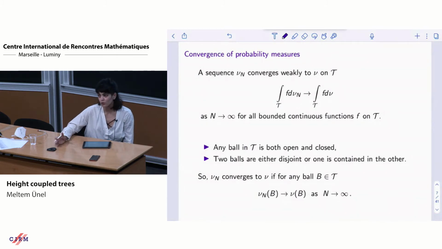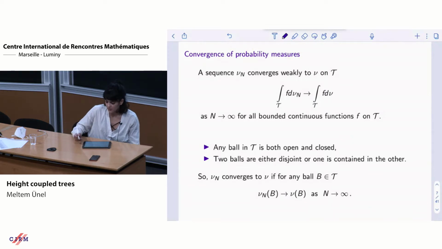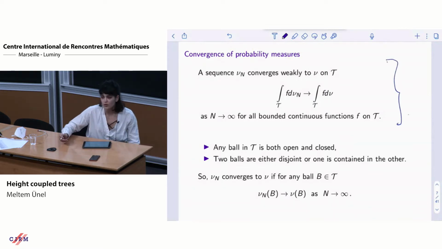So I'm going to talk about local limits, I said. To talk about local limits, I'm going to construct local limits as the weak limit of a sequence of probability measures. And this is what weak convergence means. I guess everybody is familiar with that. But I just want to note a case specific thing.